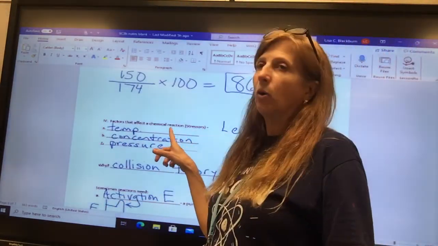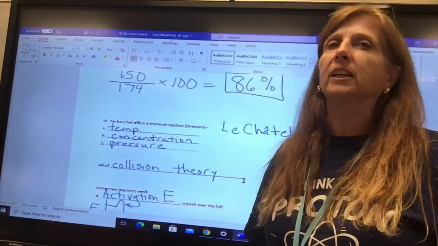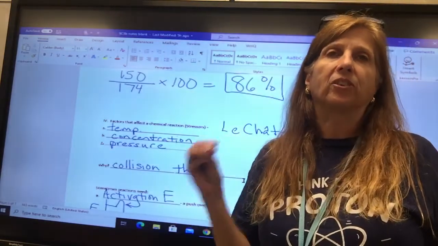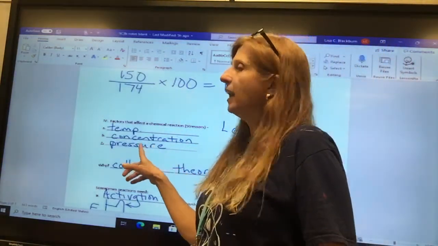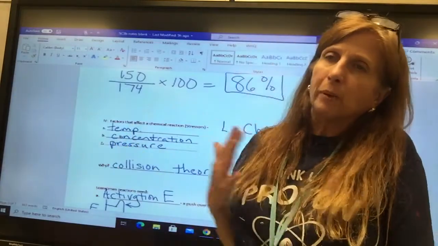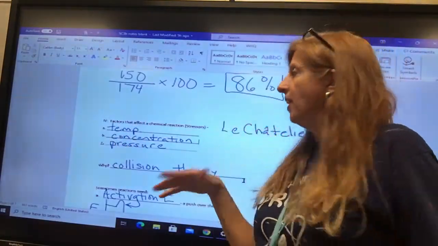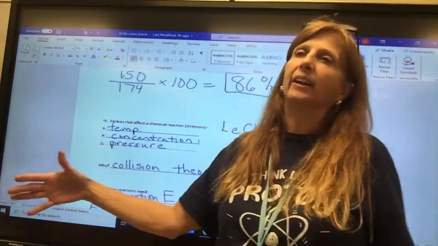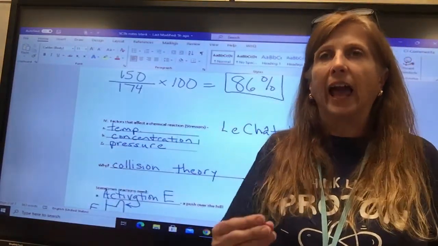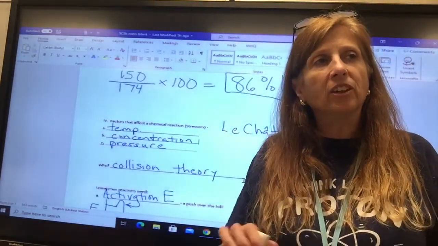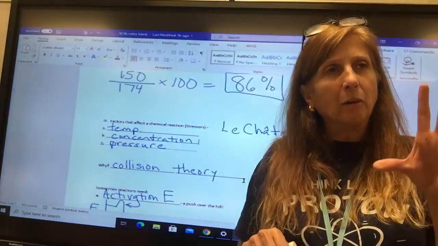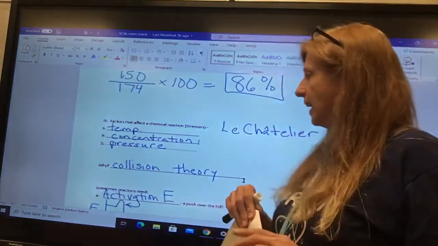If you add more, they're more likely to run into each other. They're more likely to have those collisions and react. And if you put them under pressure, they're going to be closer together if it's a gas, and they're going to be more likely to collide and react. Does that make sense to you? Imagine the little molecules, you got to get them together so they can react.